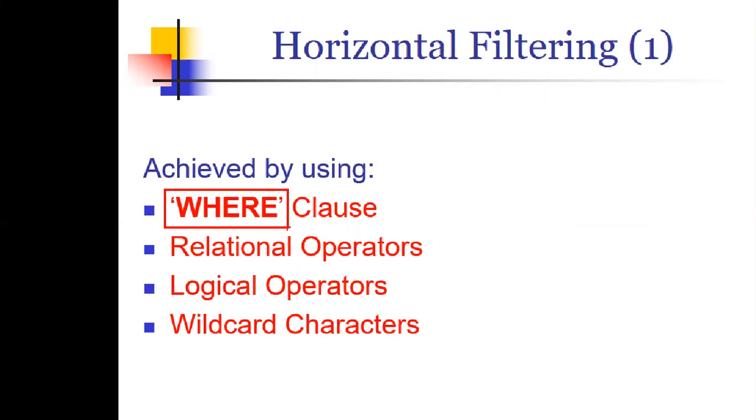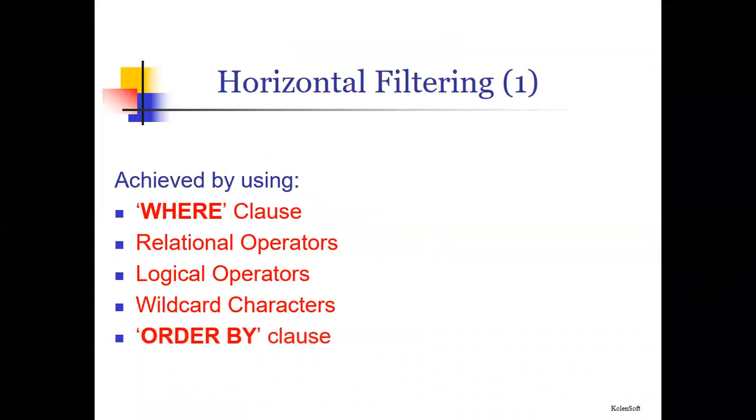After the table name, it is followed with the where clause, which is followed by the name of the column, an operator, and a value. We have different types of operators: relational operators, logical operators, and wildcard characters. We'll look into these in this session.